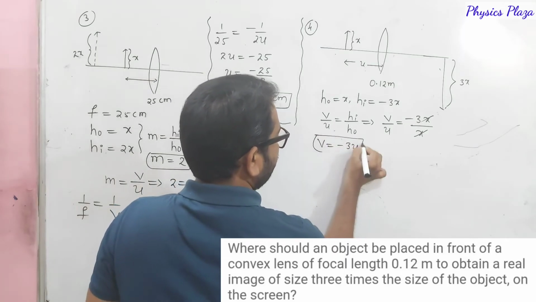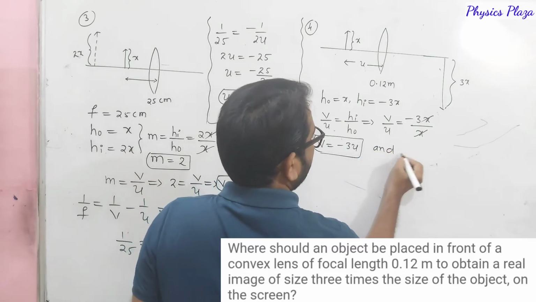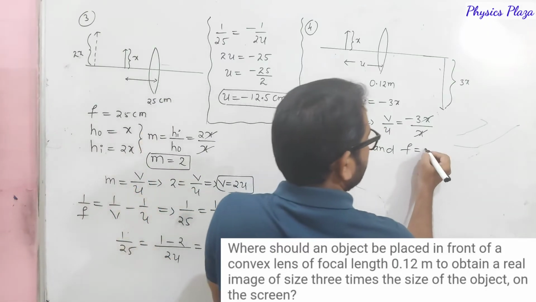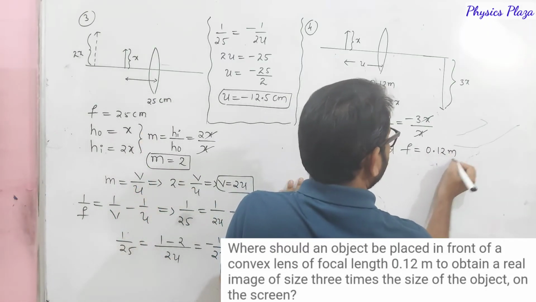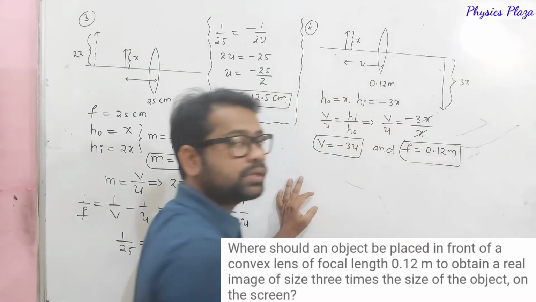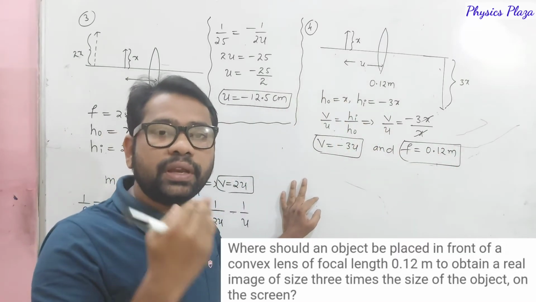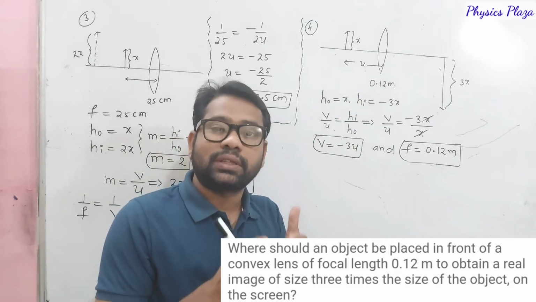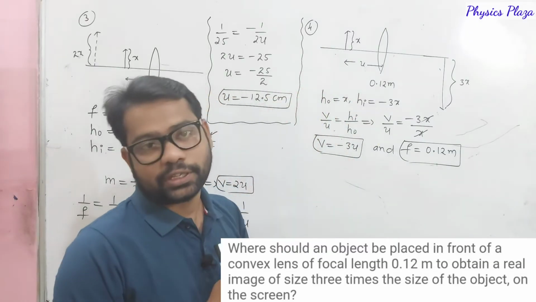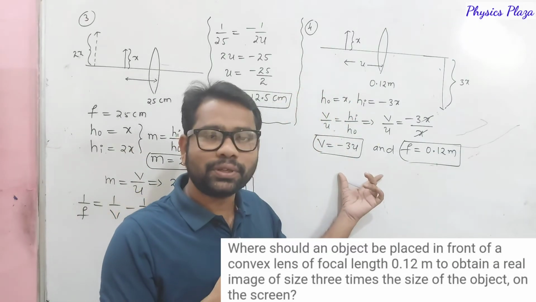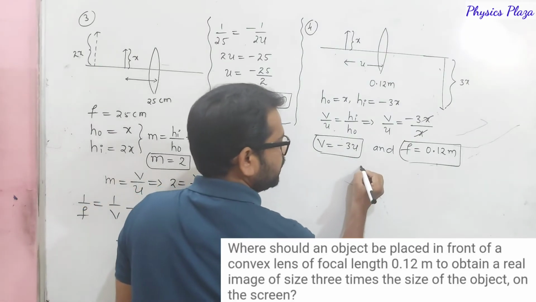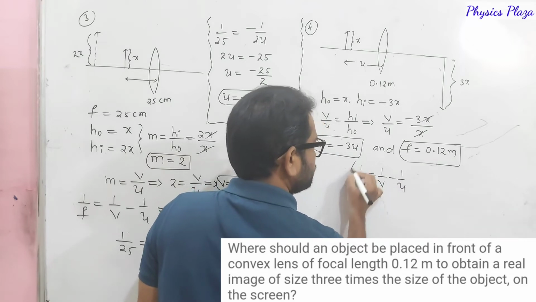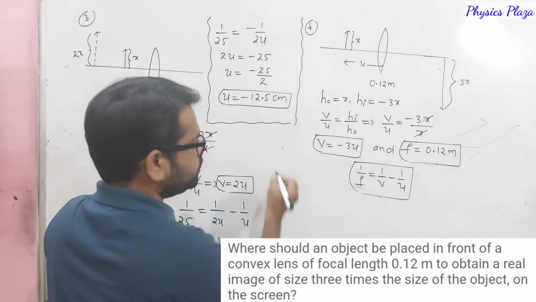So, children, here we have v is equal to minus 3u, and the focal length of the convex lens is positive and is given as 0.12 meters. So, these are the two values which we are going to use to find the object position, meaning where the object must be placed so that we get a real image 3 times the size of the object. So, again let us use the lens formula here. What is the lens formula? 1 by f is equal to 1 by v minus 1 by u. This is the formula we are going to use. Let us substitute the values.